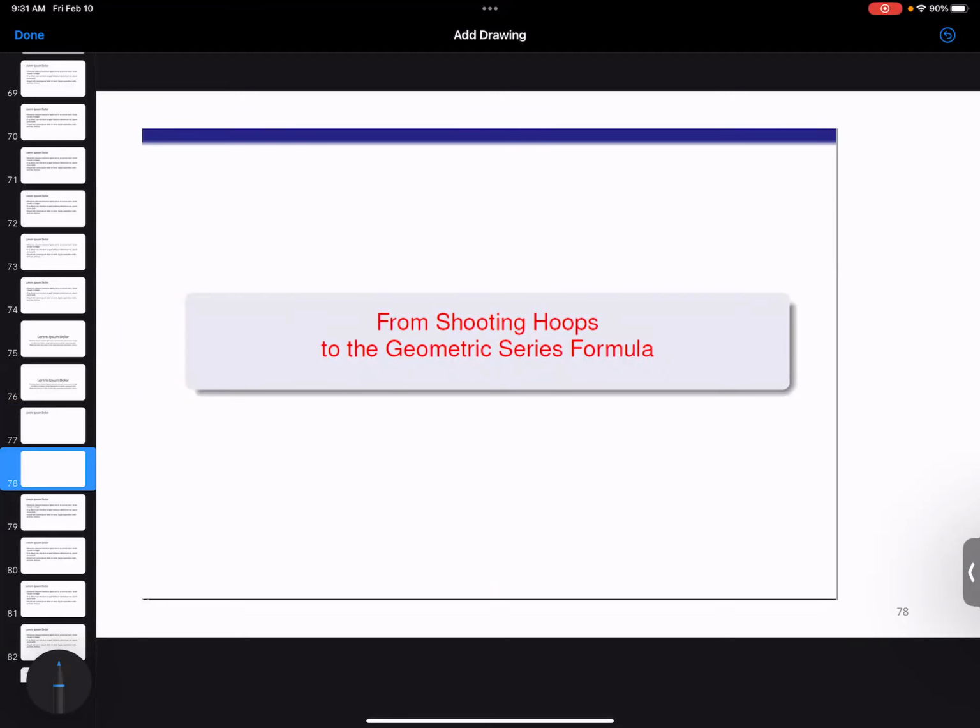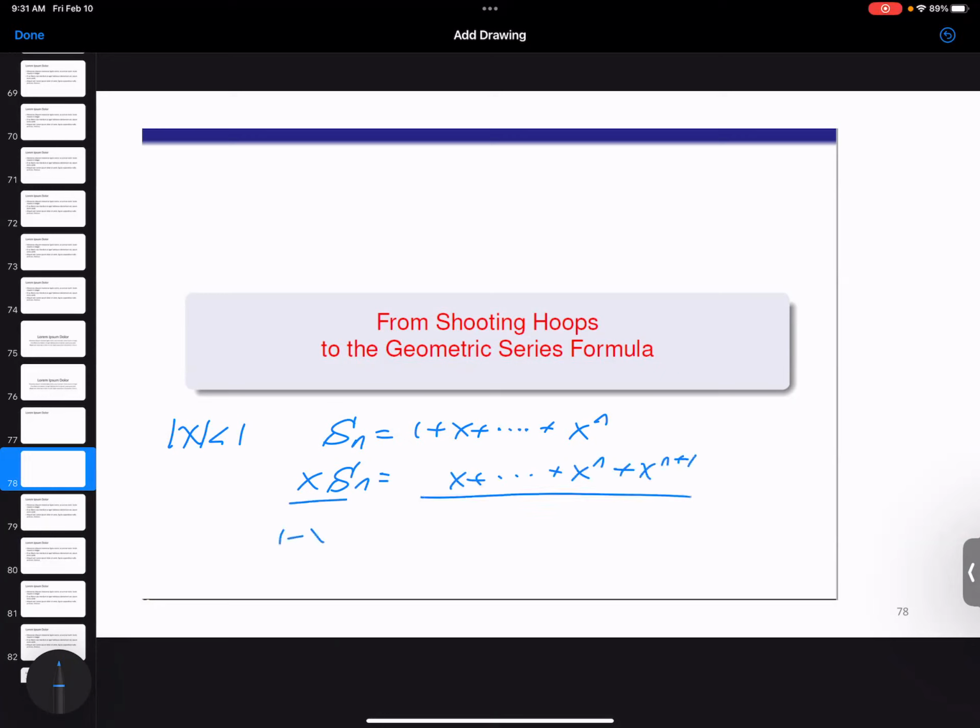All right, so what I want to do is talk to you about how we can prove the geometric series formula. You've probably seen the standard algebraic proof. Let's say the absolute value of x is less than 1. If I let Sn equal 1 plus x plus all the way up to x to the n, and I multiply by x, I just shift everything over by 1. So if I subtract, I get (1 minus x) times Sn equals 1 minus x to the n plus 1.